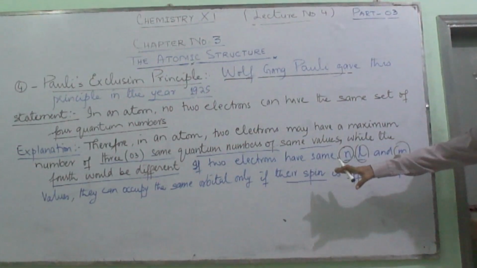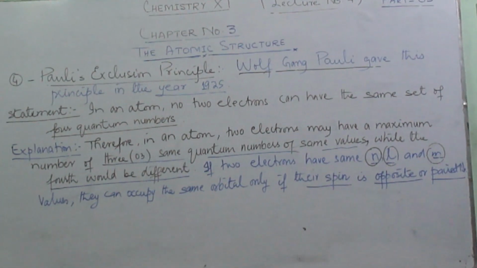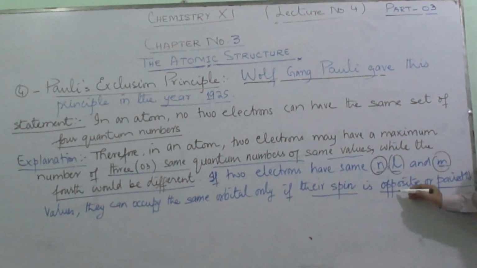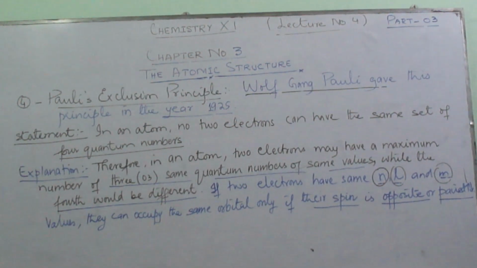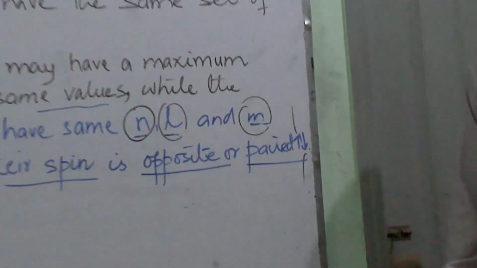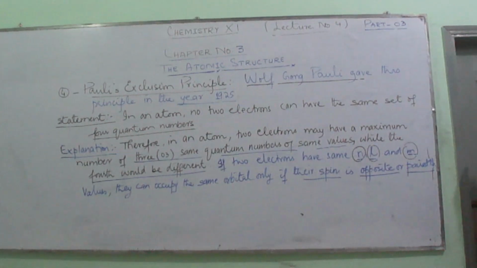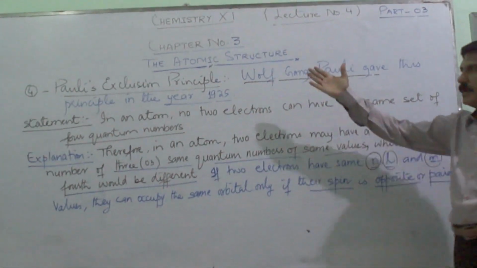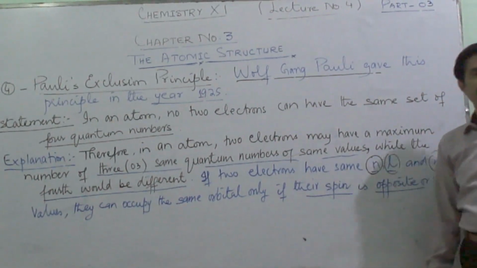If one electron has the spin quantum number value of plus half, the other would be definitely minus half. Means their spin would be opposite or paired spin. One electron shows the clockwise spin, while the other electron will show anti-clockwise spin. So for two electrons, maximum number of 3 quantum numbers values will be same, while the fourth will be different always. So this was the fourth and the easiest principle called Pauli's exclusion principle.